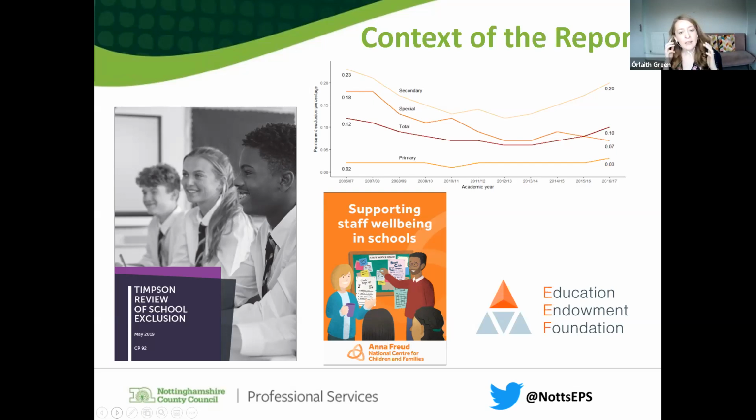which showed that permanent and fixed term exclusions in schools had been rising steadily since 2012 in all settings. Linked to this, the Timpson review in May 2019 identified that exclusions from school were being linked in the research to negative life outcomes, and also particular groups were overrepresented in the exclusion rates nationally.